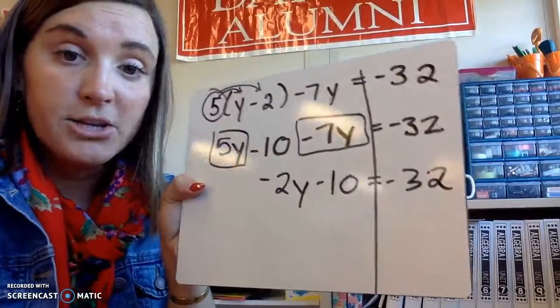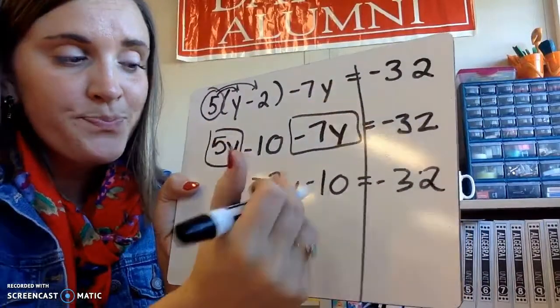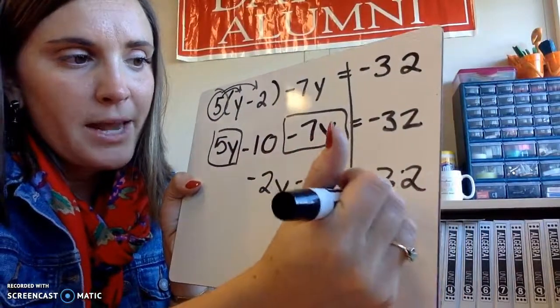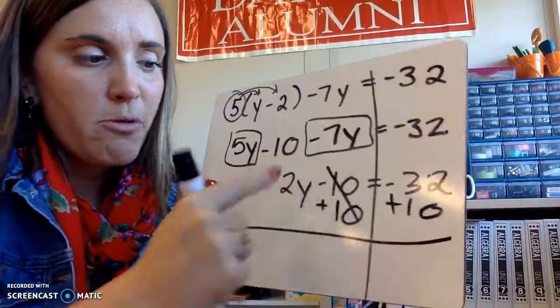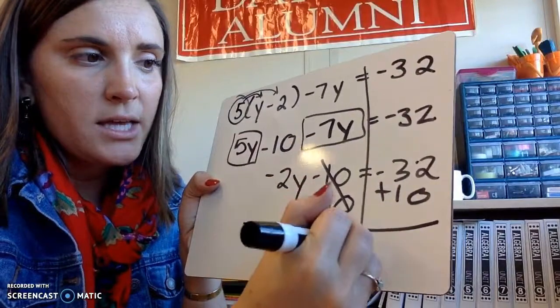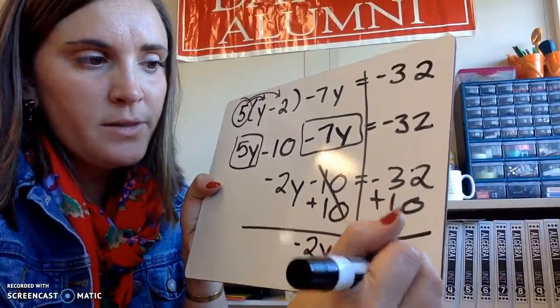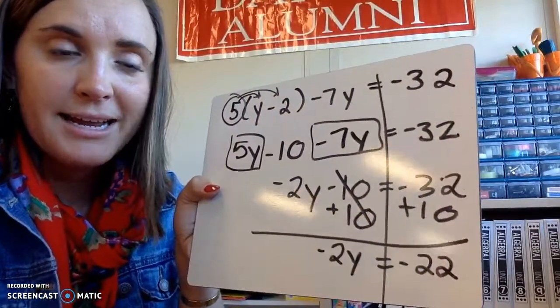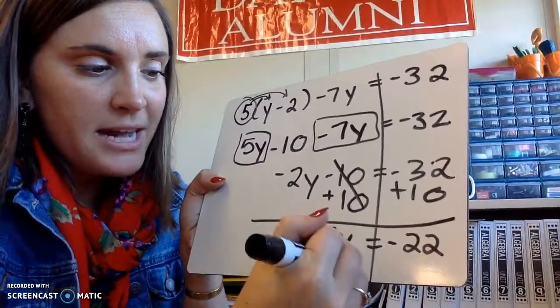No other constants, so that negative 10 can come straight down. That's my third wheel. I'm going to add 10 on each side. Remember, your y, your date is negative 2. So negative 2y equals negative 22. Negative 32 plus 10, negative 22. Divide both sides by negative 2.